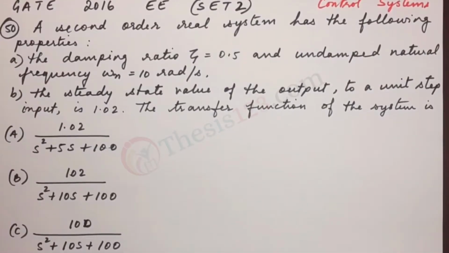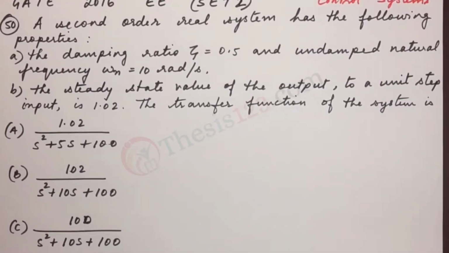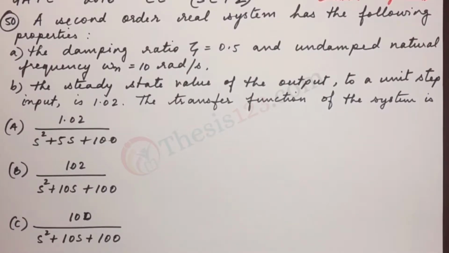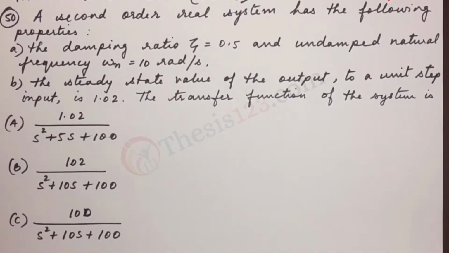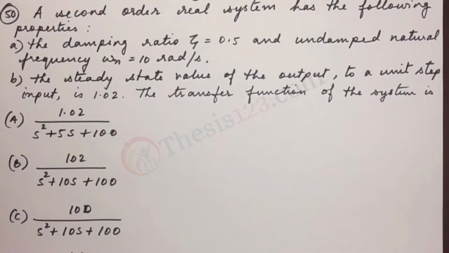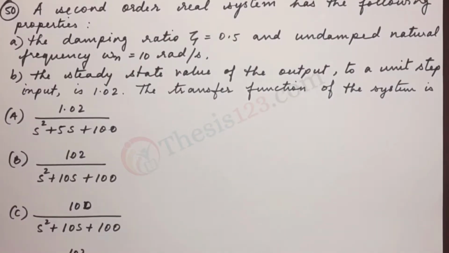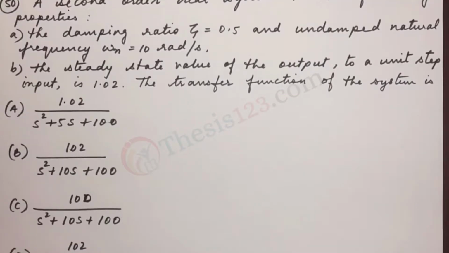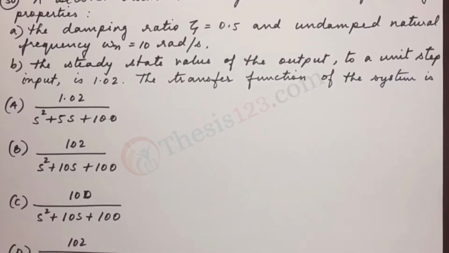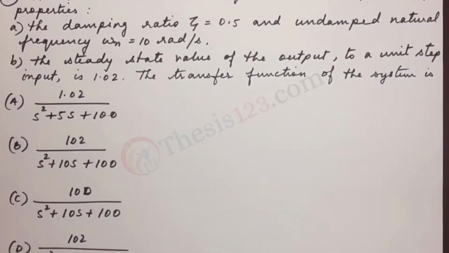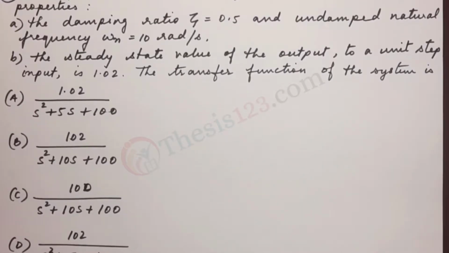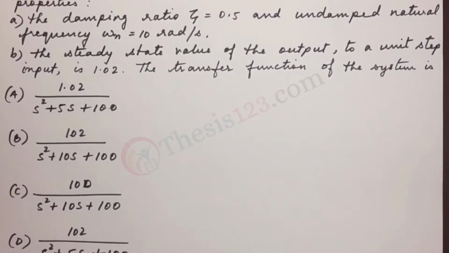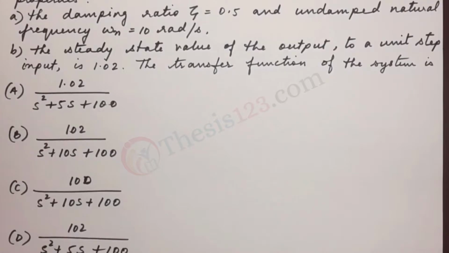Here's our next question, number 50. A second order real system has the following properties. A: The damping ratio psi is equal to 0.5 and undamped natural frequency omega n is 10 radians per second. B: The steady state value of the output to a unit step input is 1.02. The transfer function of the system is dash.